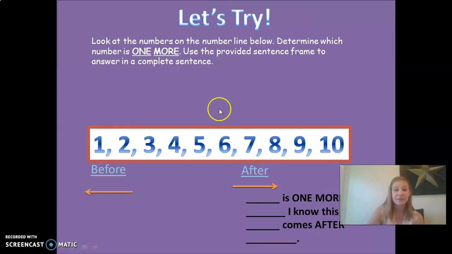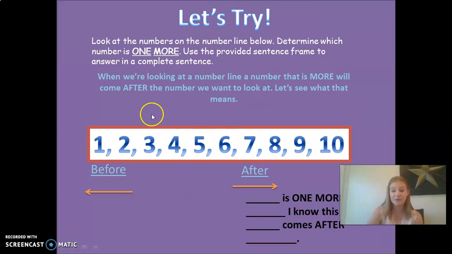So let's try one again. So here's our number line. So when we're looking at a number that's going to pop up, we're going to look at the number that comes right before and the number that comes right after that number. So we're going to look at the number 4 now. So we need to know which one comes right before and which one comes right after. So before means it'll come to the left, after is to the right. So 3 is 1 less than 4, it's right here, and 5 comes right after 4, which tells me that 5 is 1 more than 4.